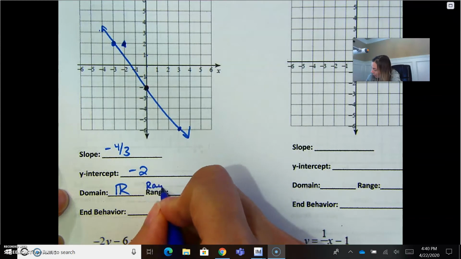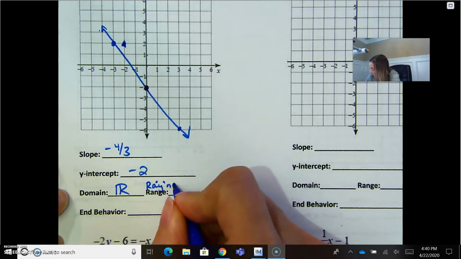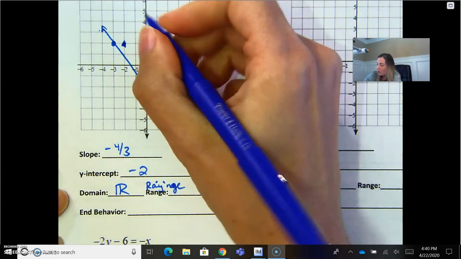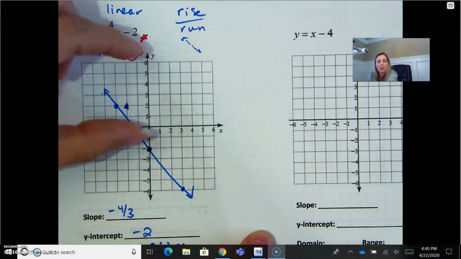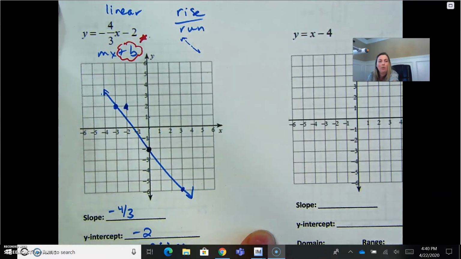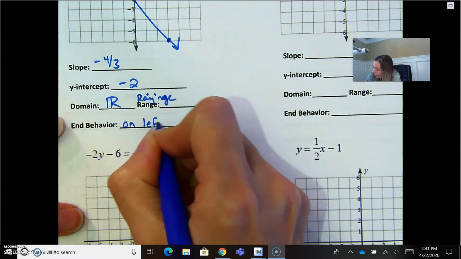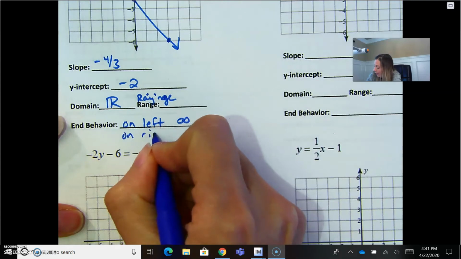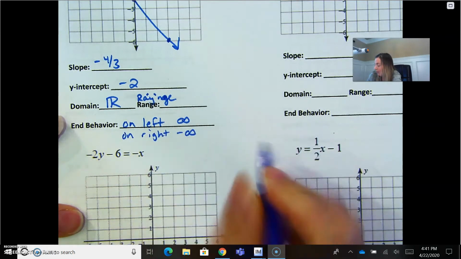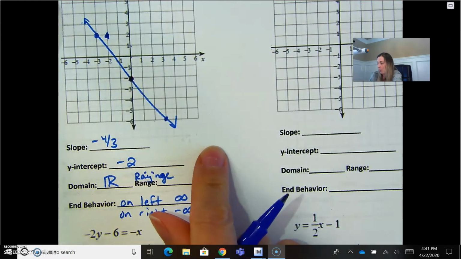Remember, I do a little play on words here, and I respell it range. Range. Oh, I forgot my G. Range. Anyway, on the y-axis, this line is going to keep going and going and going. So it's going to use all of these y values to infinity and all of these y values to -infinity. So my end behavior on the left is +infinity. And on the right, it's pointing down to -infinity. All right, so on the left, it's going up, and on the right, it's going down.